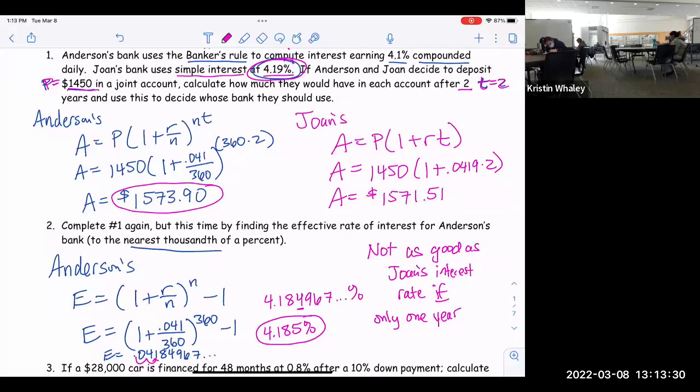Questions or comments? Anything on, since these are 2 related problems, anything on these first 2 problems?